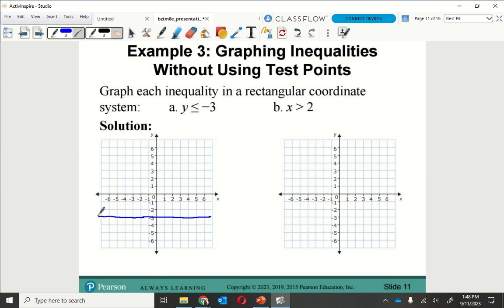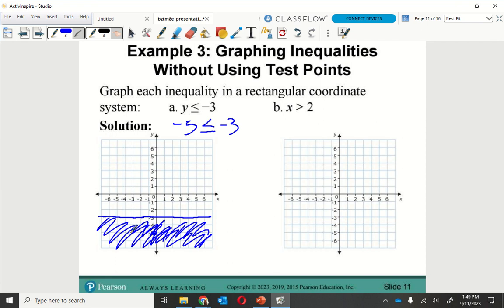Now we have to test it. Y is less than or equal to negative 3. Am I going to shade above or below that? Below, because y is less than, right? So let's pick a y that is below this. Let's pick 5, negative 5. Is negative 5 less than or equal to negative 3? Yes, it is. That's true, right? And that's using a test point. So I could put it in the calculator, or I could just graph it like this. So you don't need the calculator for each one.